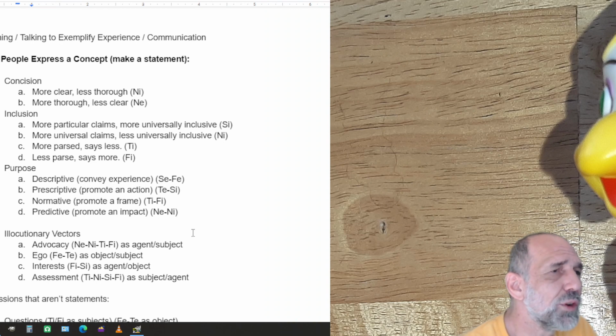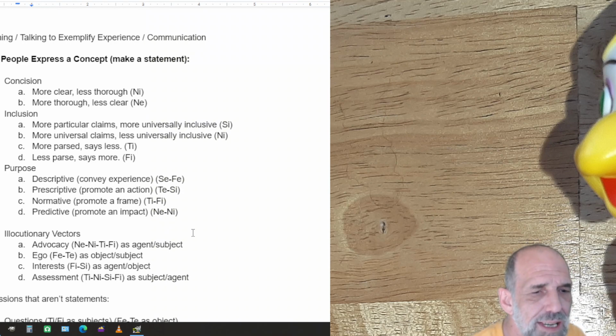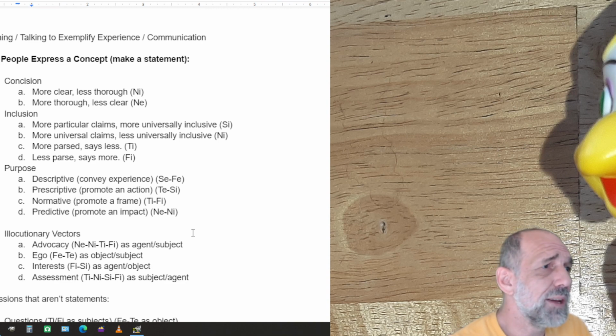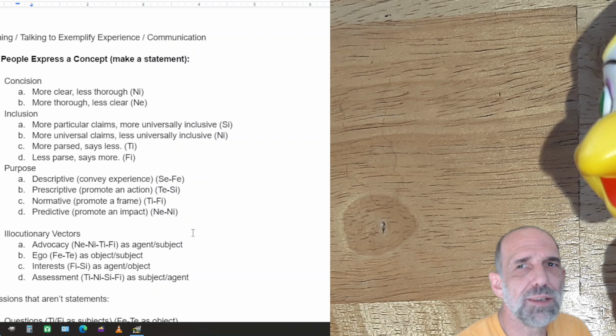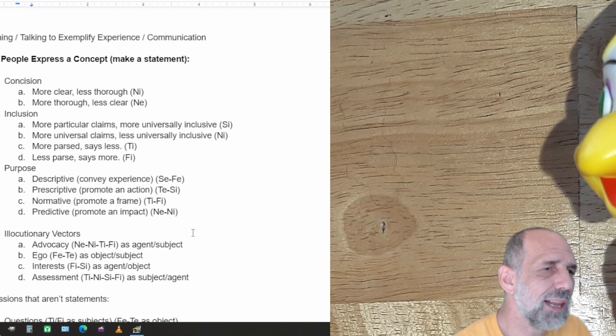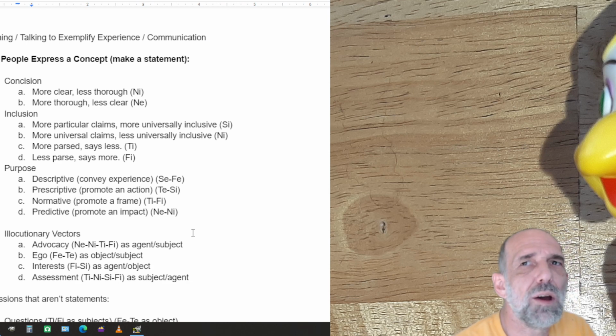Inclusion: more particular claims are more universally inclusive. So if I say, I really enjoyed that movie, it doesn't threaten anybody because it's not making a claim that requires you to agree or disagree with it. And more universal claims are less universally inclusive. So if I say that movie is good, now that's less inclusive because you might not agree with me, at which point you have to decide whether you want to openly disagree or just not say anything. Whereas if I had said, I like that movie a lot, nobody has to worry about that because there's nothing to disagree with. It's all subjective claims on subjective particulars, which therefore are inclusive in the sense that they don't create barriers between mutuality.